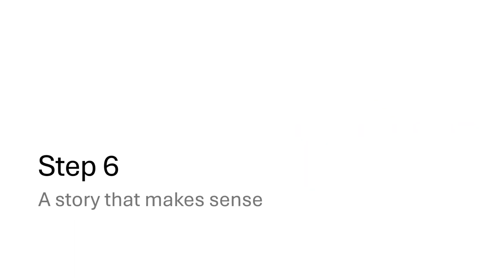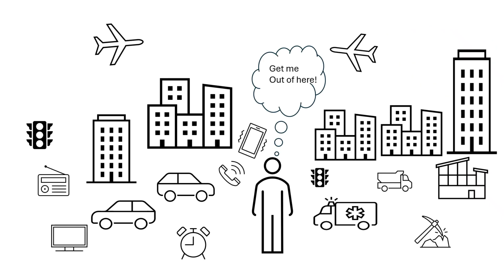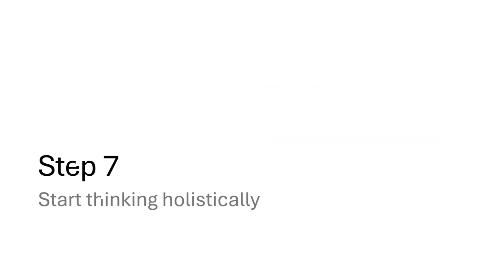Step 6, offer them a story that makes sense. People with migraine have hypervigilant, hypersensitive brains, which was an evolutionary advantage when we were evolving on the plains of Africa. If you could spot the lion that was after you, or if you could spot your lunch in the long grass, then it was an evolutionary advantage to you. Fast forward a million years and you can see now how a migraine type brain is not conducive to your well-being. Step 7, we started them on medical treatment.